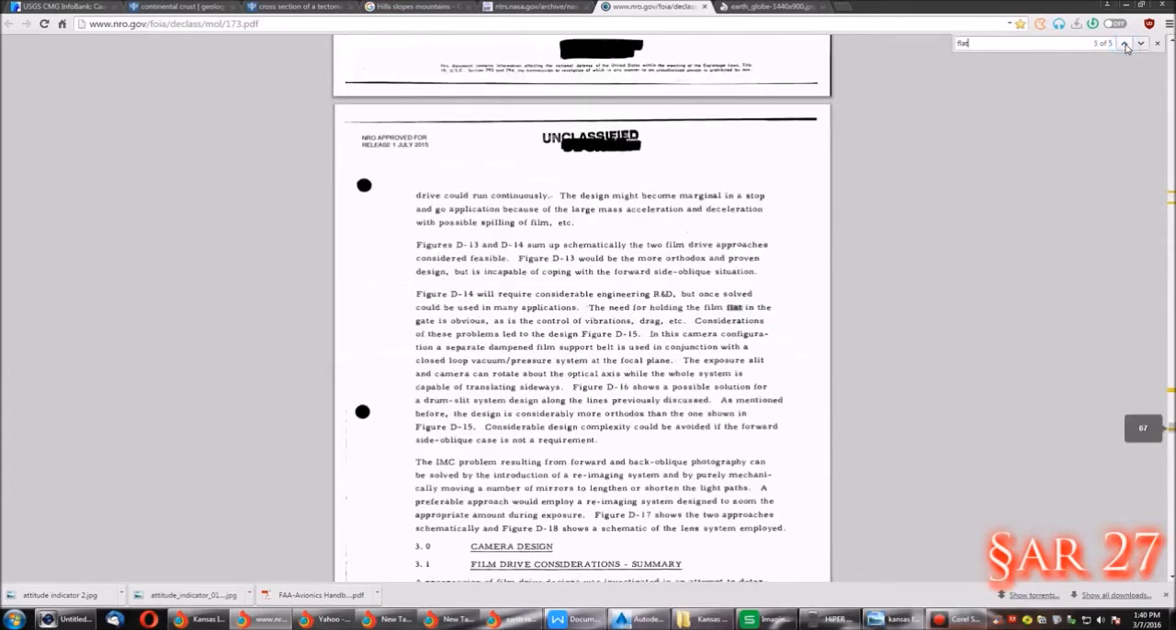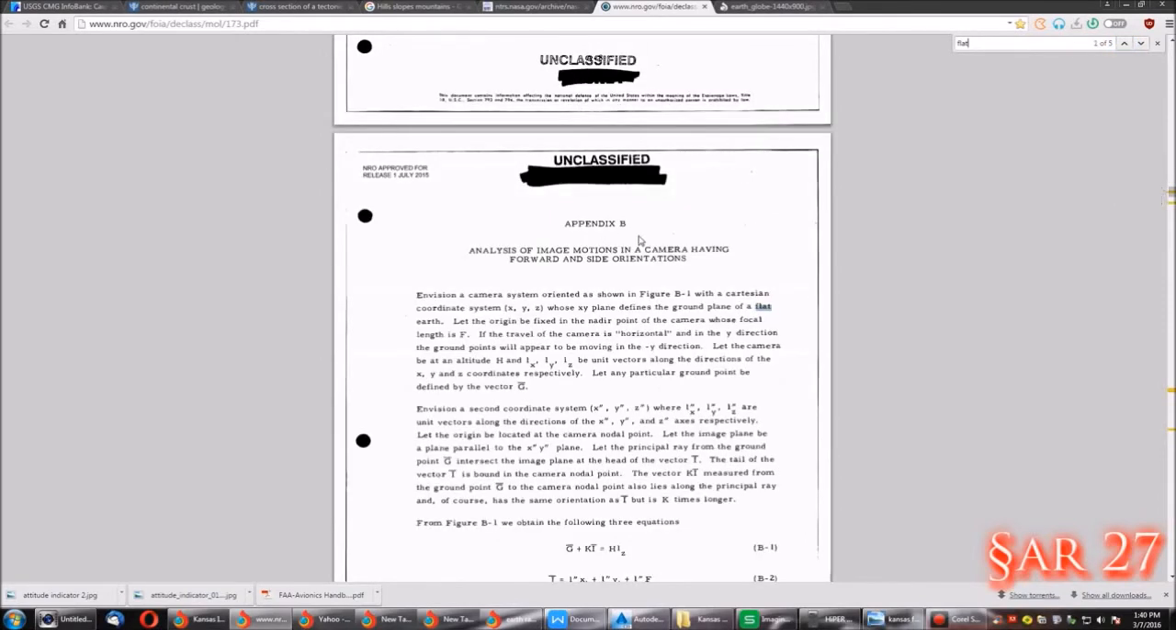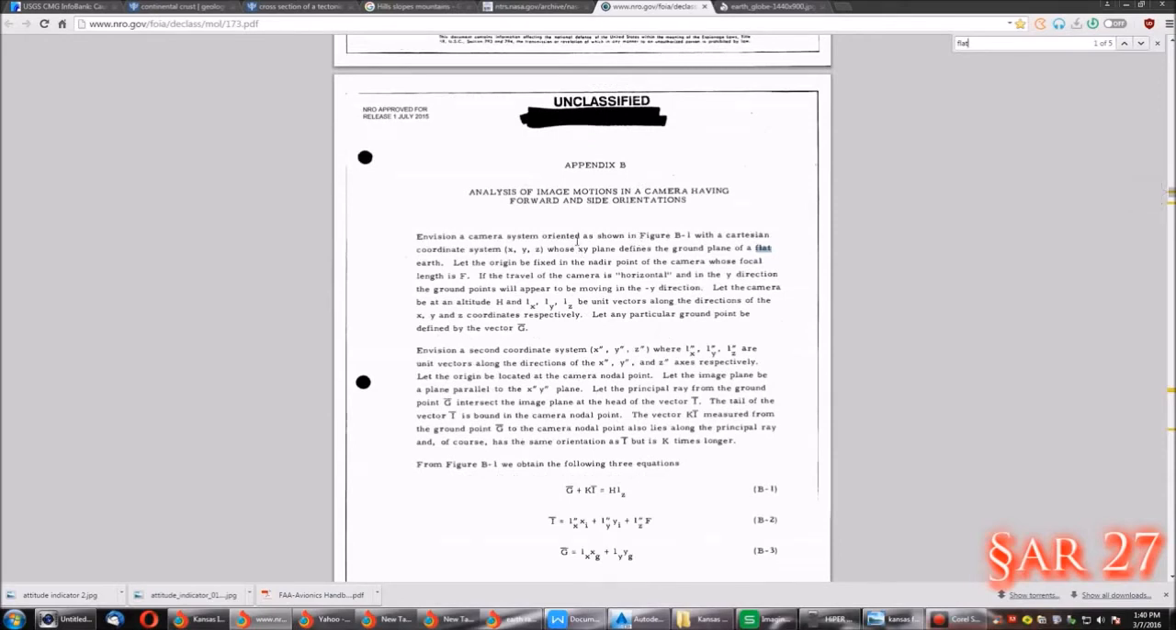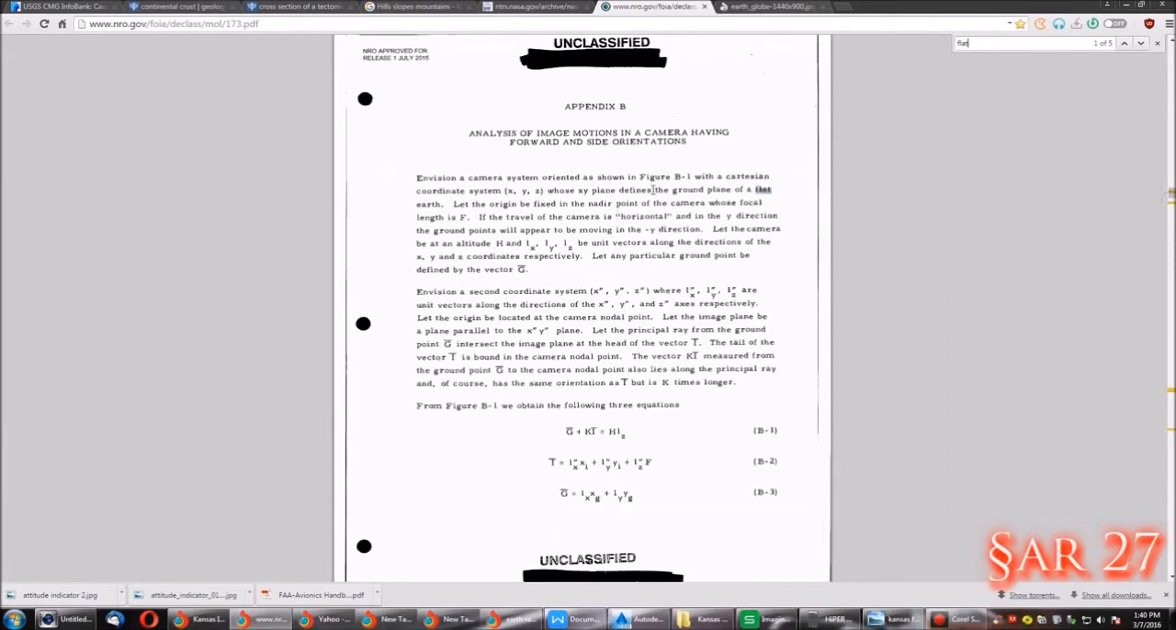I also have another document from NASA that's been unclassified, aerospace classification. Now, when we do a search for the word flat, you'll be surprised how many times it's in here. It's in here 5 times. This is actually a document for a camera on an aircraft. And it says, envision a camera system oriented as shown in figure B1. B1 meaning this is where the aircraft is, and this is the ground. Now here's the Cartesian coordinate system, whose XY plane defines the ground plane of a flat Earth. Okay, why would they make a camera that wants to pivot around an aircraft to have it be level with a flat Earth?